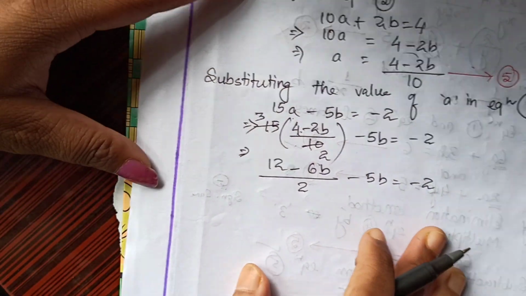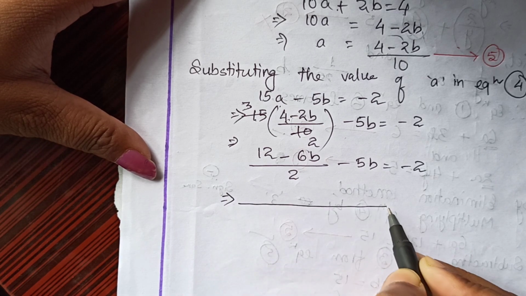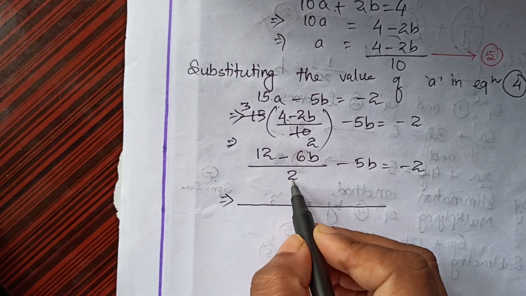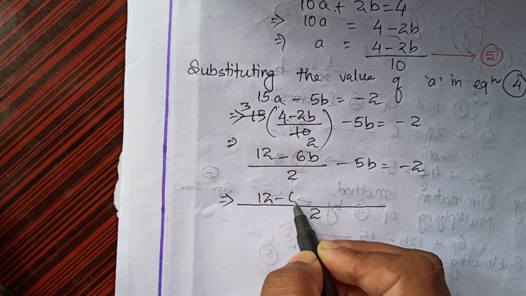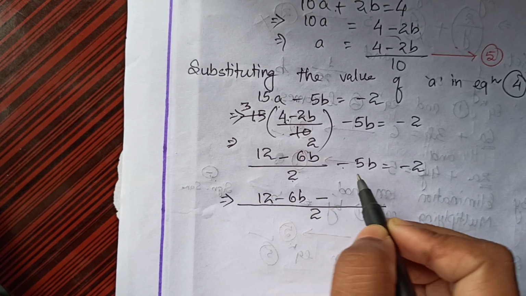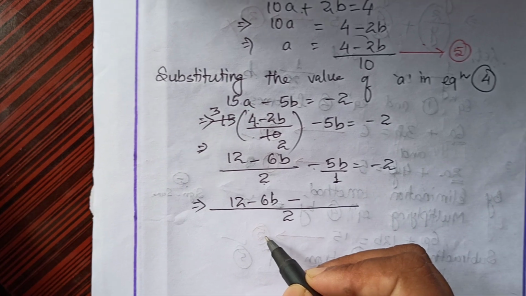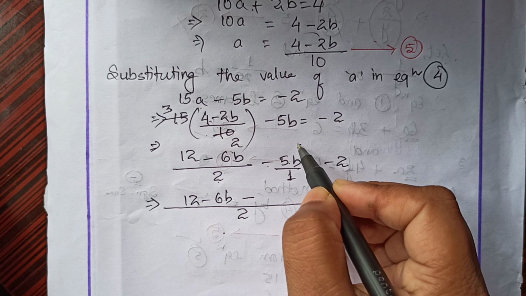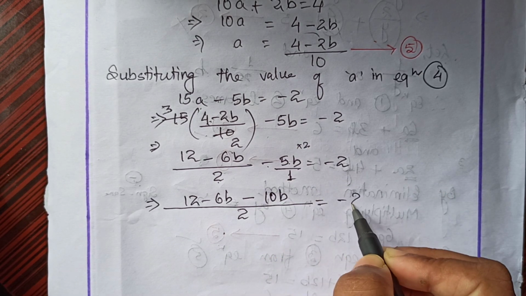This implies that now we have to take the LCM. We have 2 in the denominator, so the LCM will be 2. 12 minus 6b remains the same, minus here nothing, we have 1. It is 1 twos are 2. So this 5 will also multiply by 2. 5 twos are 10b, equal to minus 2.